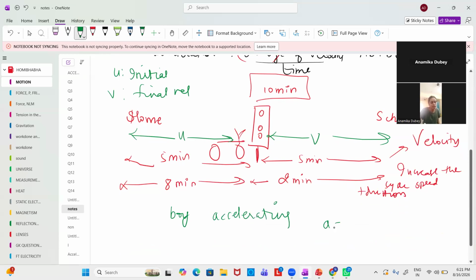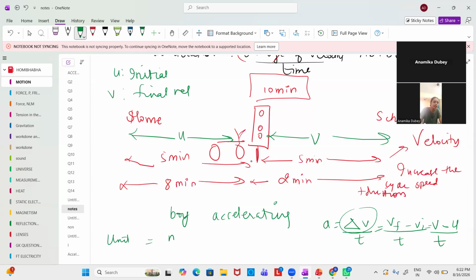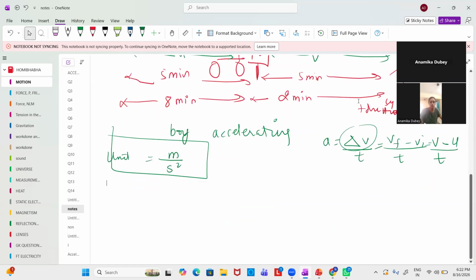That means acceleration is change in velocity upon time, or change means what? V final minus V initial upon time. And for V final we write v, and for initial we write u, upon time. So acceleration has this formula. And what is the unit of acceleration? It is meter per second square. This is the unit for acceleration. I hope you have understood the acceleration unit.